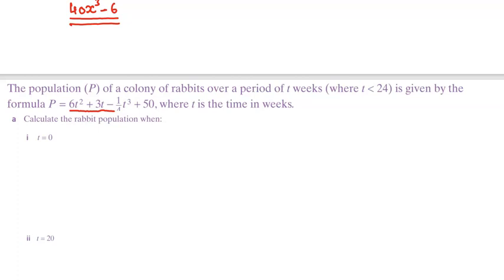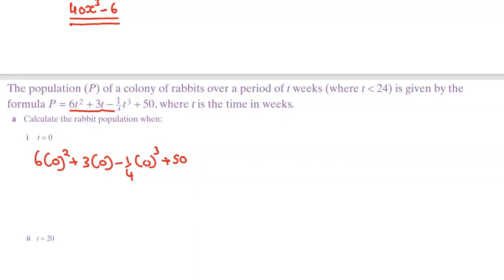So when T is 0, we are just going to replace everywhere with 0. So where there is T, we put 0. So this is 6 into 0 squared plus 3 multiplied by 0 minus a quarter multiplied by 0 cubed plus 50. Well, you don't need to do some of this calculation.